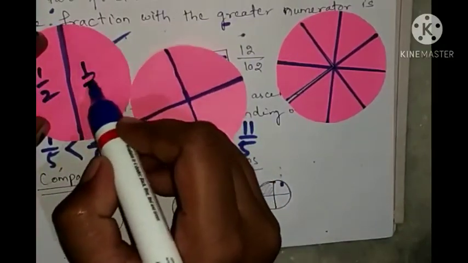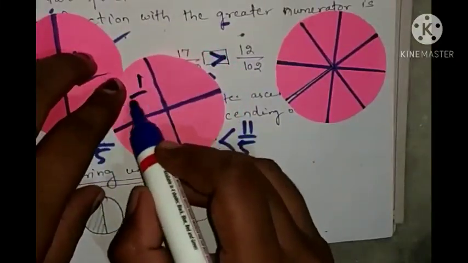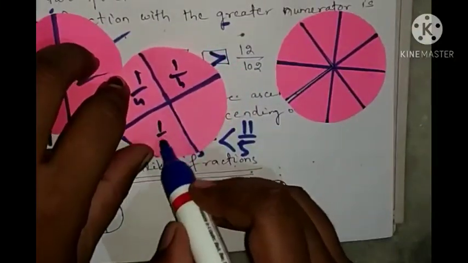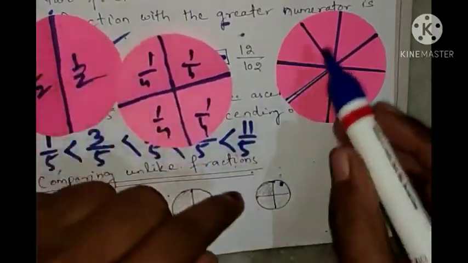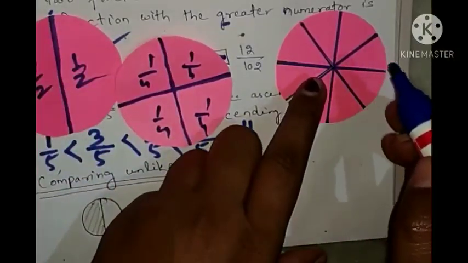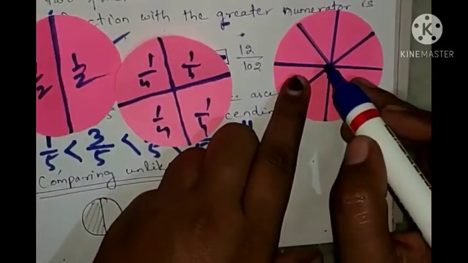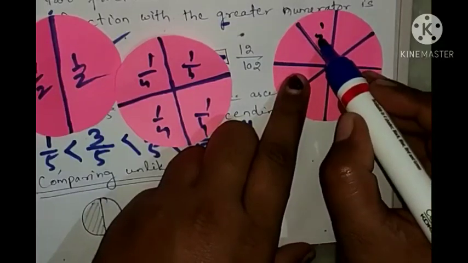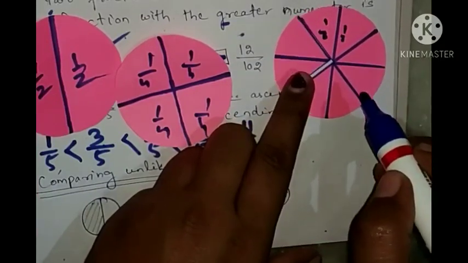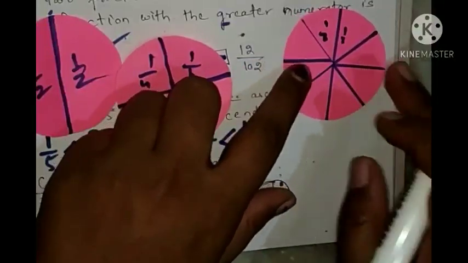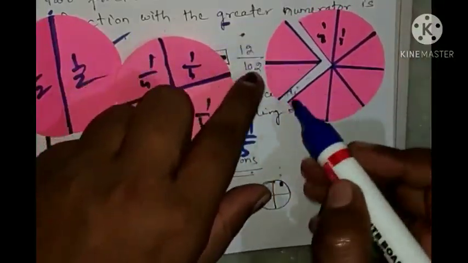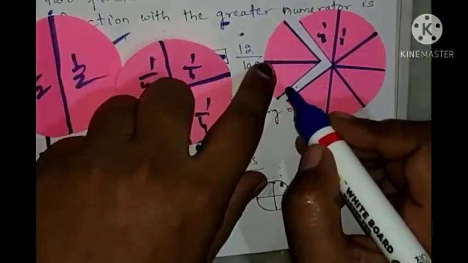Okay. This is what? 1 by 4, 1 by 4, 1 by 4, 1 by 4. And this is what? I have divided this into 8 equal parts. So all are 1 by 8. All parts are 1 by 8. So what I'll do? I have cut into pieces. So I have taken 2 parts of 1 by 8.